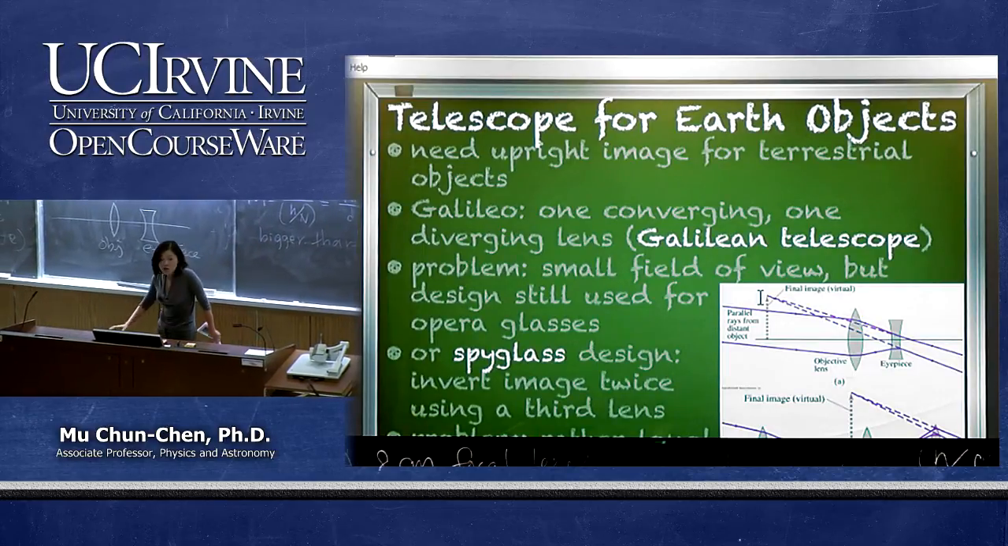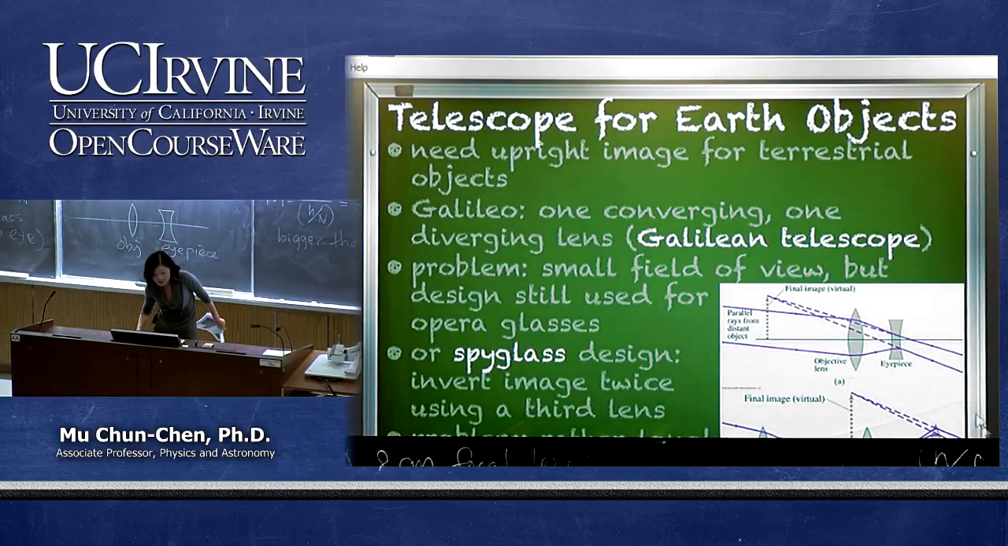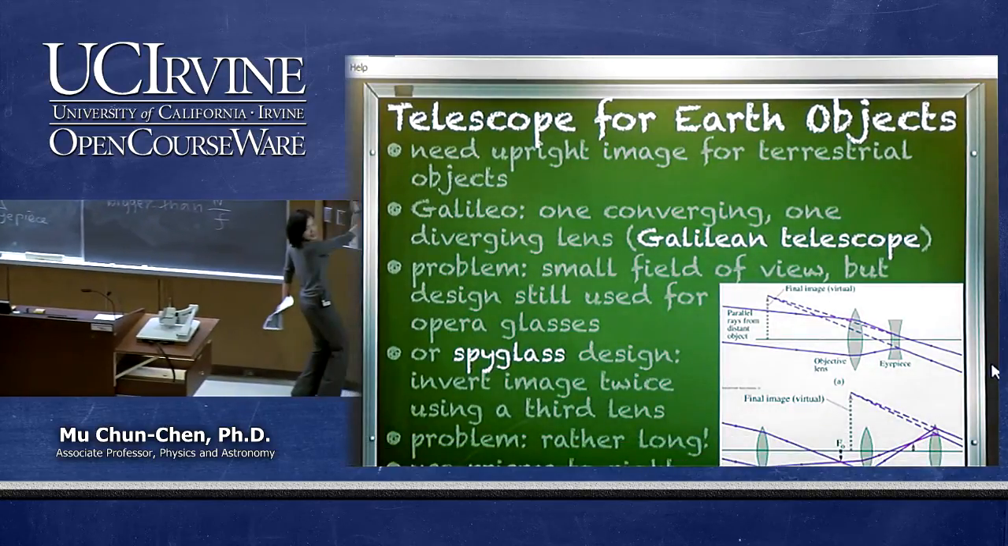The second way to make the image upright is called the spyglass design, where instead of two convergent lenses, the spyglass has three convergent lenses. In this figure, you see the configuration. You cannot see it? Okay, let me try. Is this good?